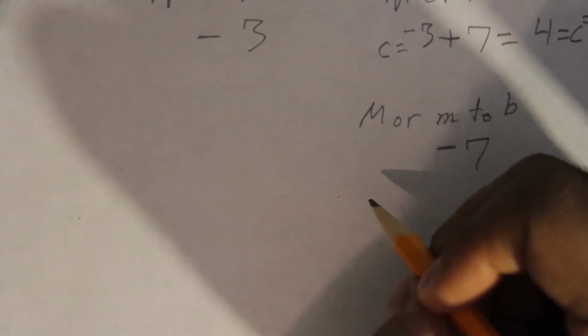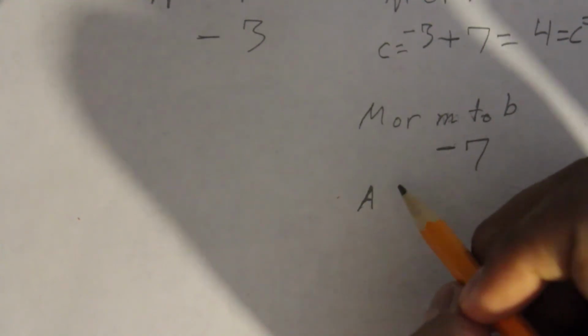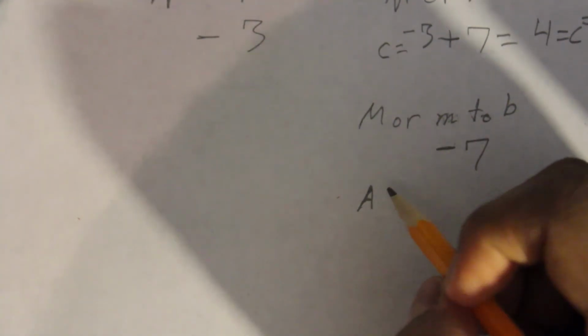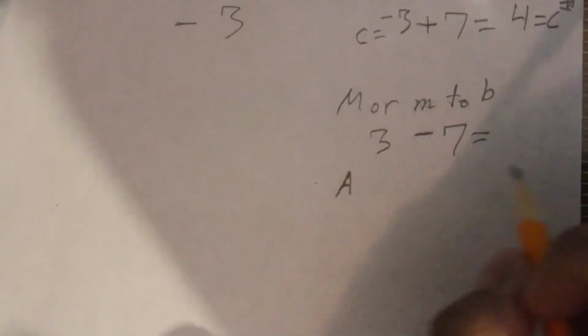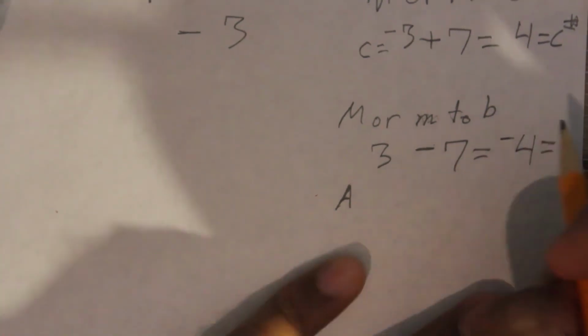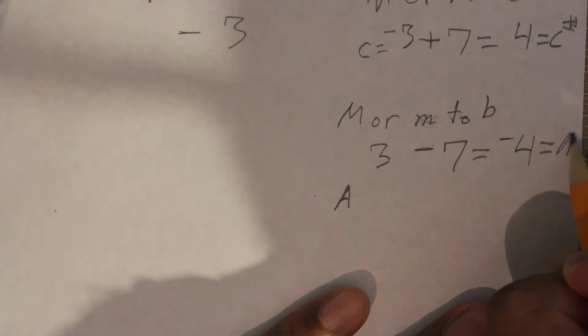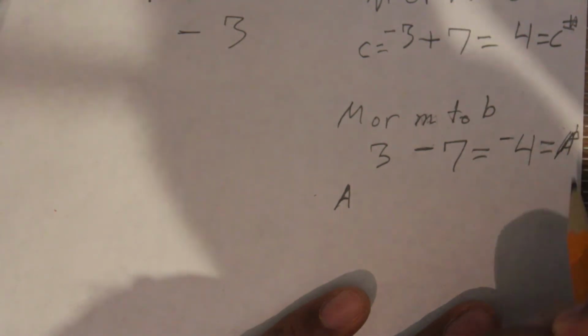Alright, last but not least, let's do the same thing. A major to A flat, right? So A major has 3 sharps, minus 7 equals negative 4. My bad, guys, I'm tripping. So that's A flat, my bad, man. I'm running out of space.